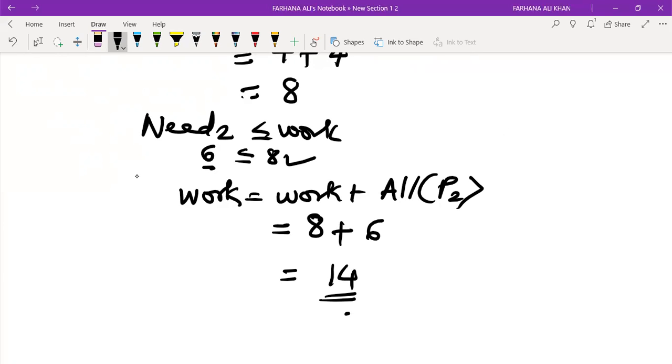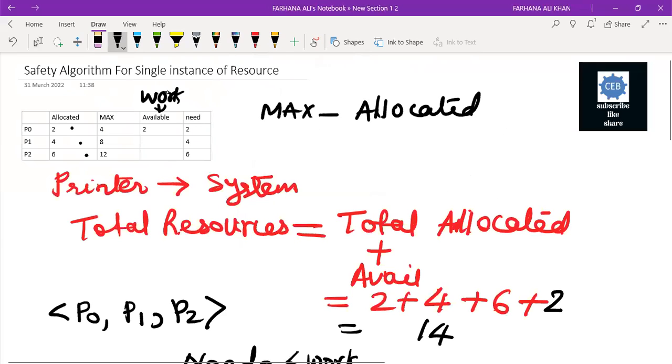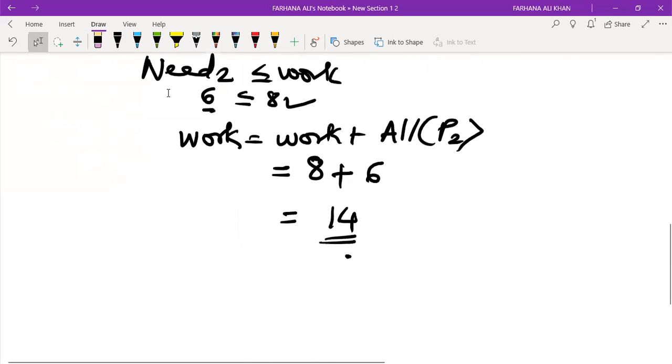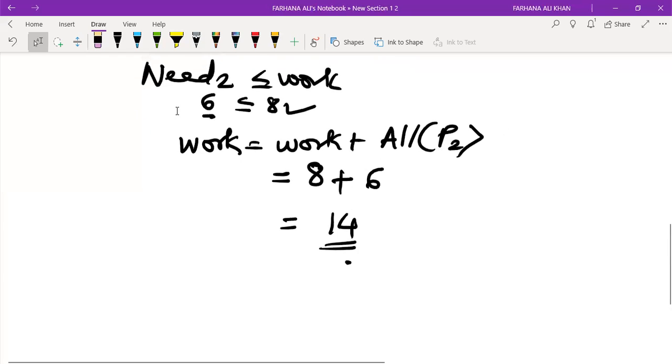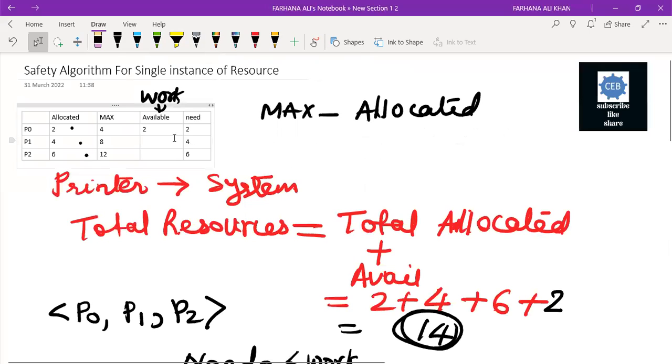This value should match the value that we had already calculated in the beginning, that is, how many printers should be there in the system. This value is matching. If the value is matching, that means your calculation is done and you have created a proper safe sequence for your question. This is how we find the safe sequence for the system, and we can answer whether the system is in a safe state or not.